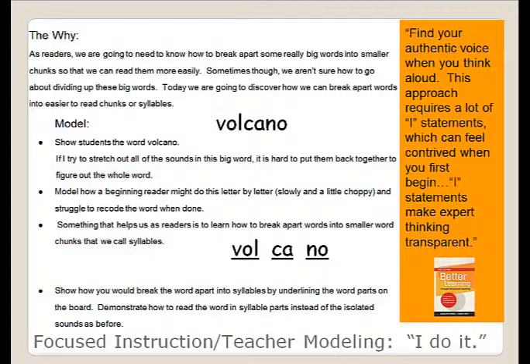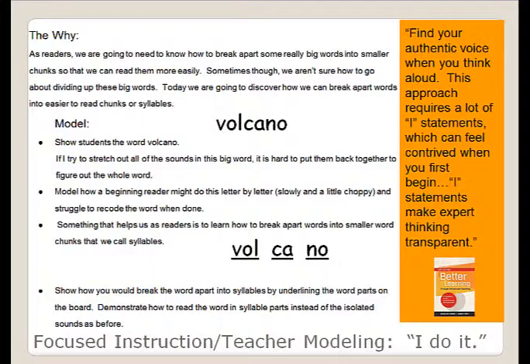You might say to your students, as readers, we are going to need to know how to break apart some really big words into smaller chunks so that we can read them more easily. Sometimes, though, we aren't sure how to go about dividing up these big words. Today we are going to discover how we can break apart words into easier to read chunks or syllables.